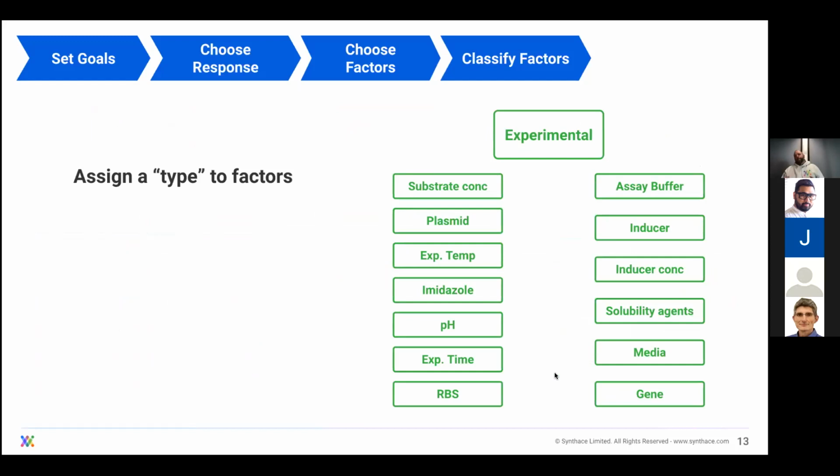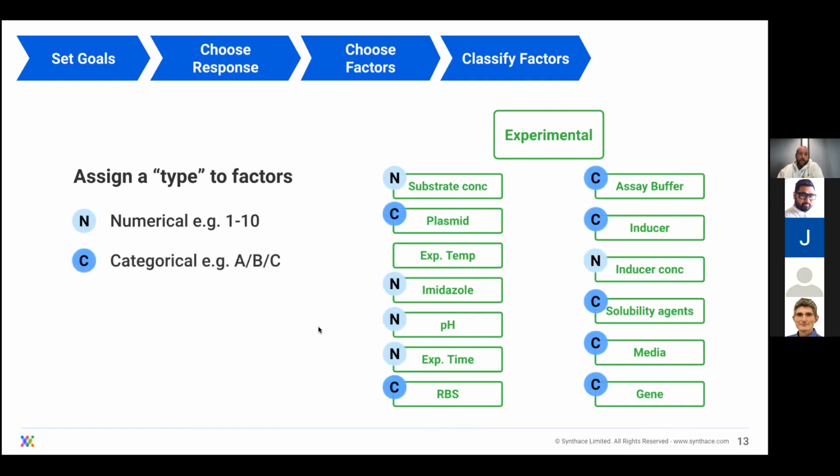So the next step is to further classify our experimental factors, giving each a type. This information is then used in our statistical software to design your experiment. The first type we're going to assign to our factors is whether they are numerical. And these are continuous factors like substrate concentration, where within a range, like between 1 and 10, you can have any value between these 2 points.